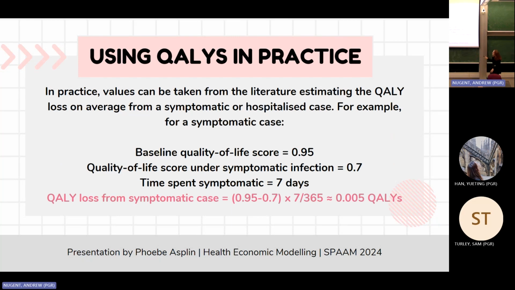Taking a simpler case, if someone has a symptomatic infection that lasts a week, 7 days, and then they fully recover and live their life as usual, with no onwards impacts, then this is really easy to calculate. We just have to find the difference in our quality of life score. Here I've said some baseline of 0.95, so we end up with a loss of 0.25, and then we have to multiply it by the time spent symptomatic. This is in years, so 7 over 365. And this ends up around 0.005 QALYs.